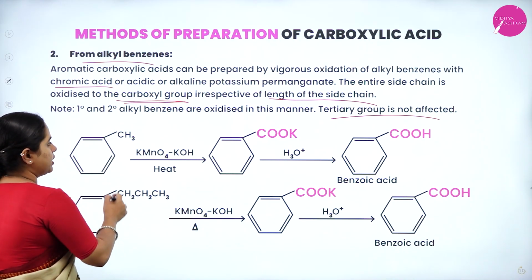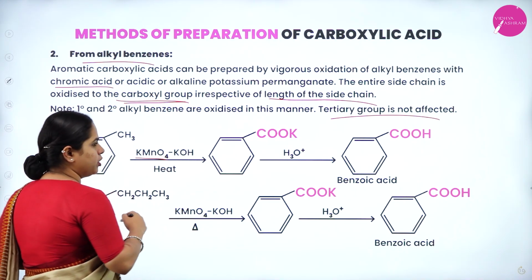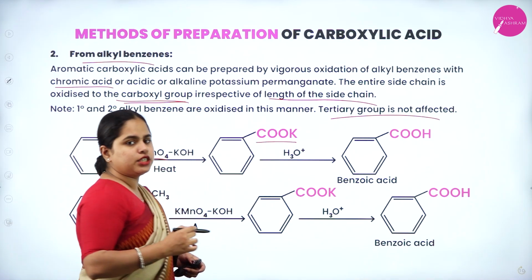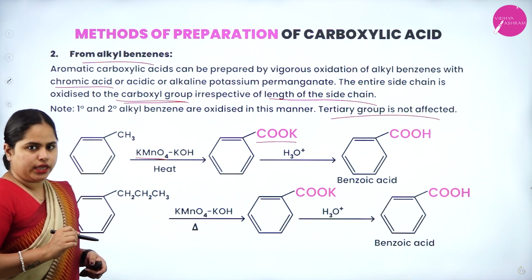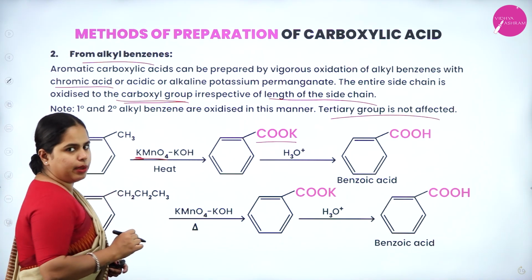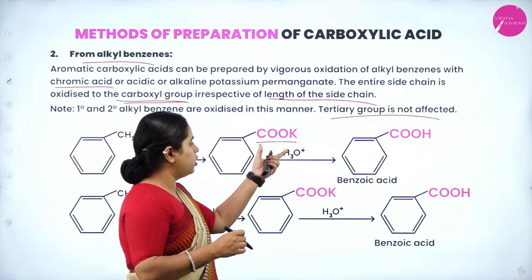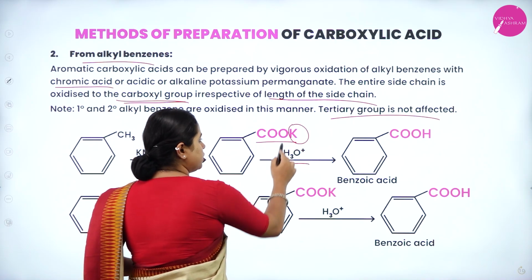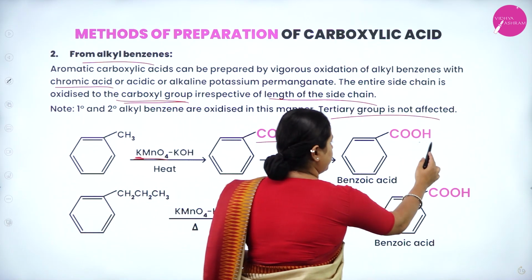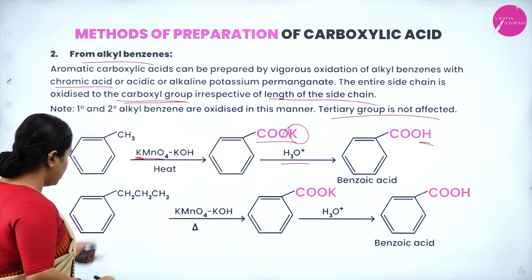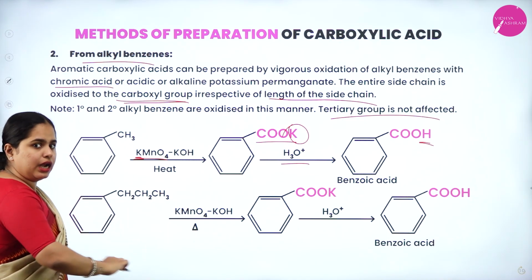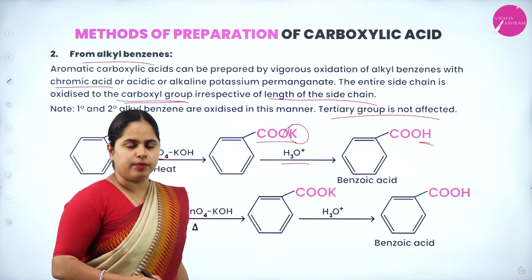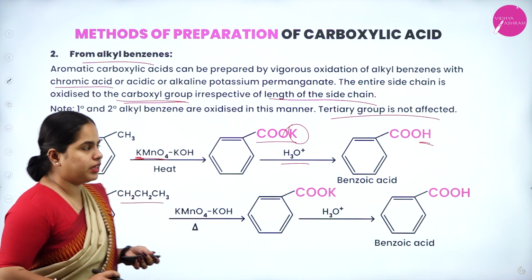So let's take the first one, that is methyl benzene in presence of KMnO4 or chromium trioxide. What is going to happen? First you will get a potassium salt of the benzoic acid, that is from this KMnO4 you have the K, right? So the potassium salt of the benzoic acid will be formed, which undergoes hydrolysis and H will be added here. So you will get the H here, that is benzoic acid. Here also we have just changed the alkyl group, that is propyl we have taken, but we are getting the same product. Clear? So that is one important part in this method of preparation.